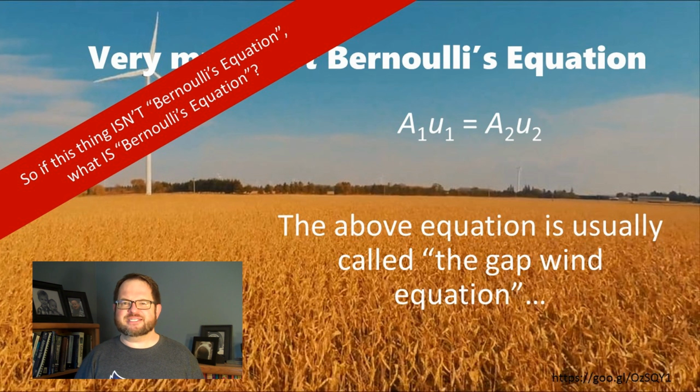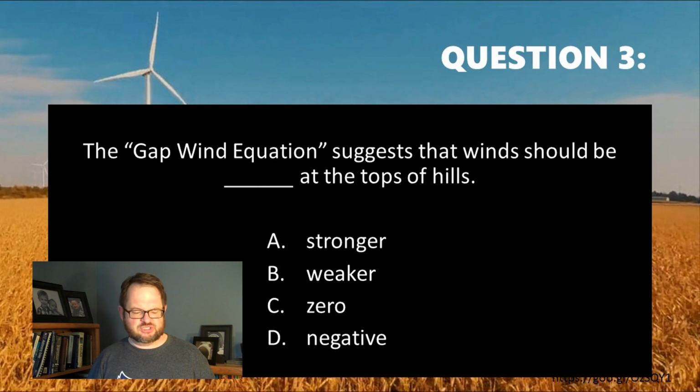But let's actually talk about this gap wind equation for just a couple of quick questions here. Question 3. The gap wind equation suggests that winds should be blank at the top of hills. Should they be stronger, weaker, zero, or negative? Now, I'm not saying necessarily what they are. I'm saying what does the gap wind equation tell us should be happening at the top of hills? Not necessarily mountains or mountain passes or anything like that, just a hill. All right, make a choice from those 4 options and get a little feedback before you move on to question 4.